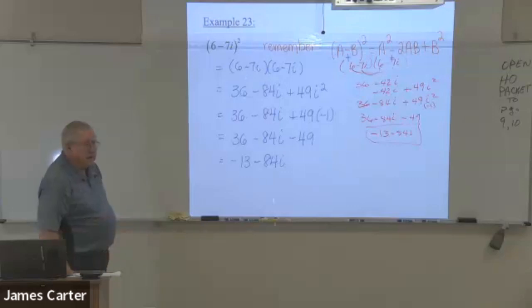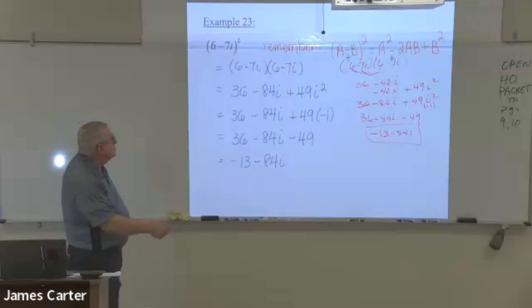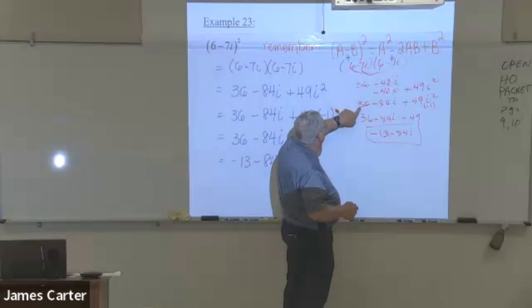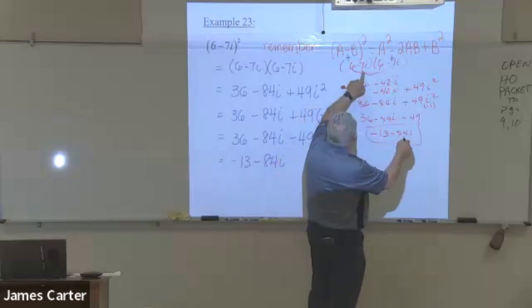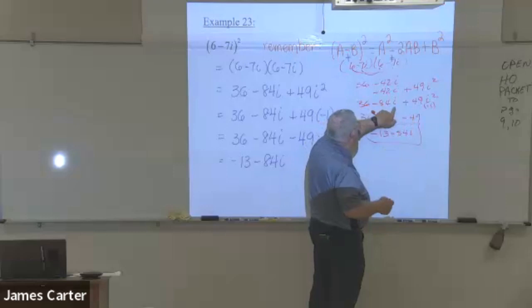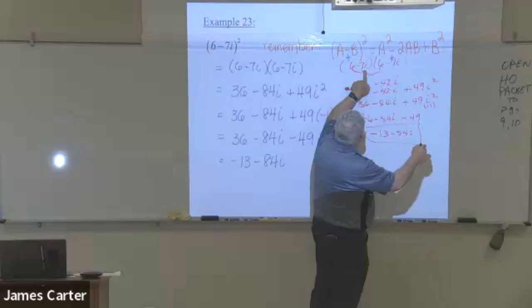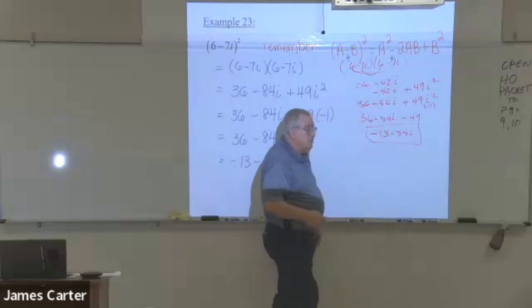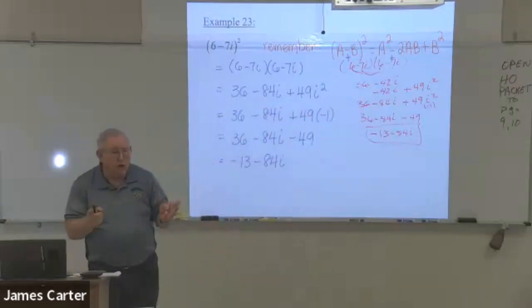Ultimately, they did it the way I did. But you could have used that shortcut and gotten the same thing. First term squared, 6 squared is 36. First term times last term, 6 times negative 7i, times 2 is negative 84i. And then last term, negative 7i squared is positive 49i squared. So you could have done it either way.